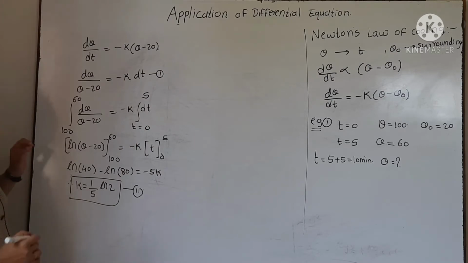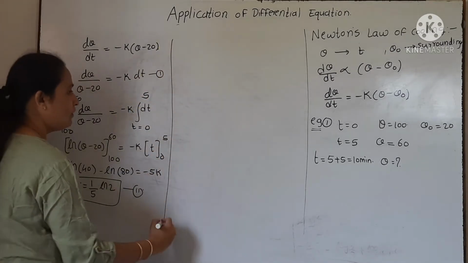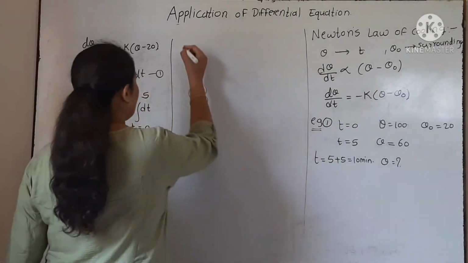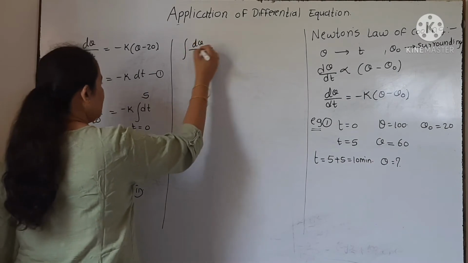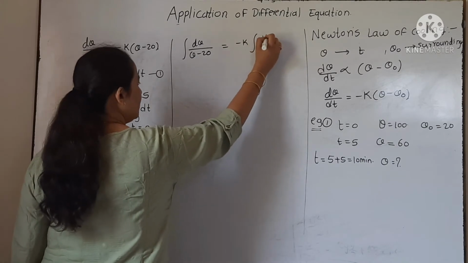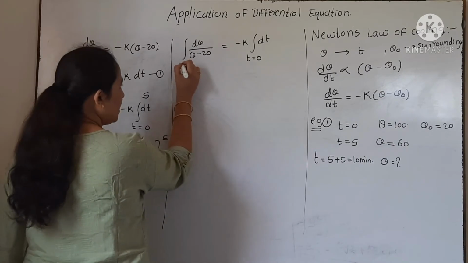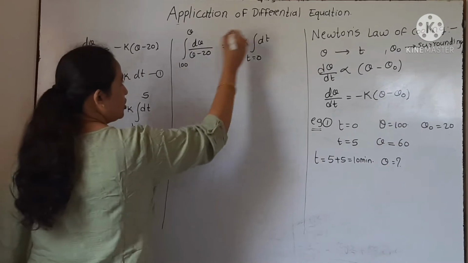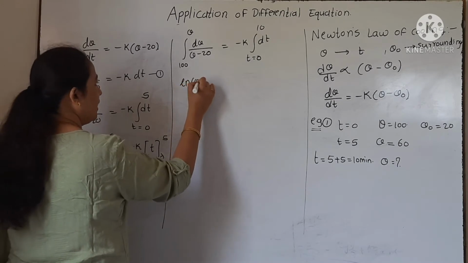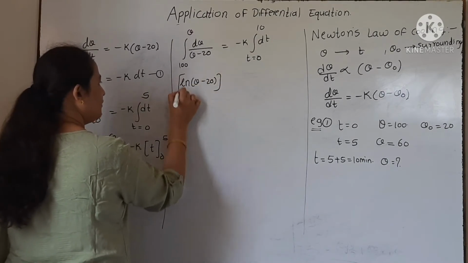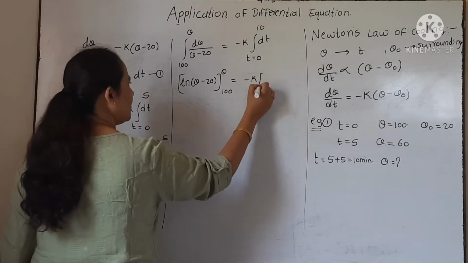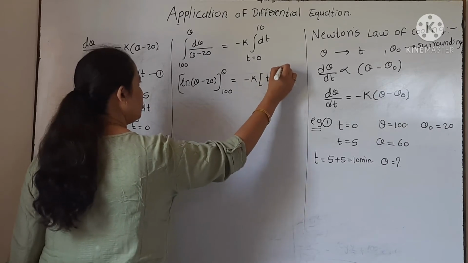Now we will only change the limits of integration. What is the question? We want the temperature of the body when time is 10 minutes. So only change the limits of integration. First part as it is, integral of d theta upon theta minus 20 equal to minus k integral of dt. Same, when t is equal to 0, what is the temperature? 100. We want the temperature when t is equal to 10. Integrate this, it is ln of theta minus 20, limits from 100 to theta, equal to minus k integral of dt is t, limits from 0 to 10.